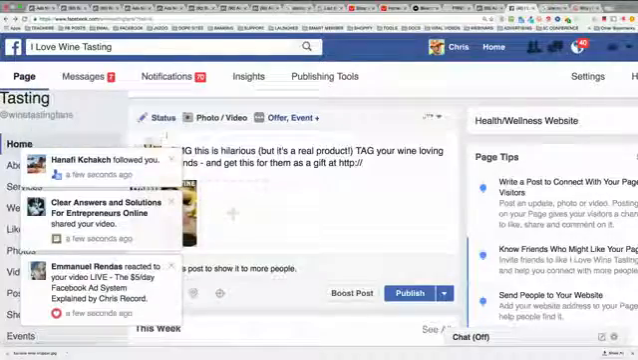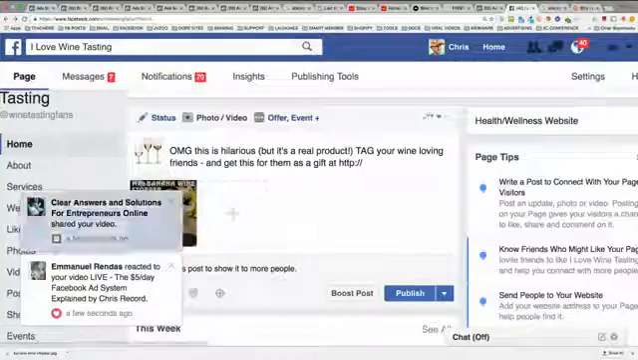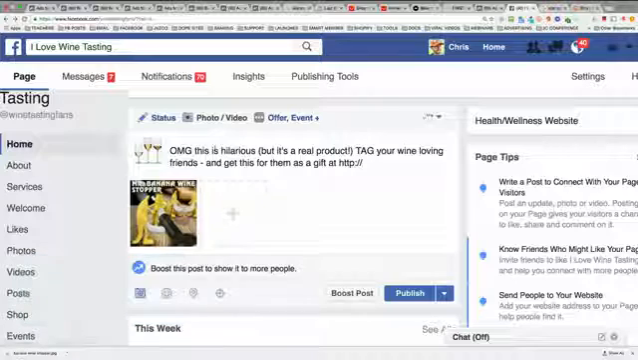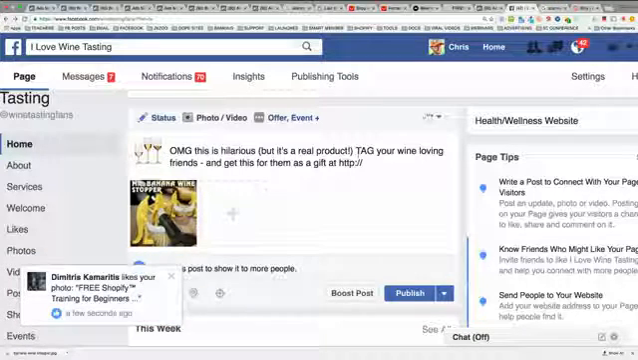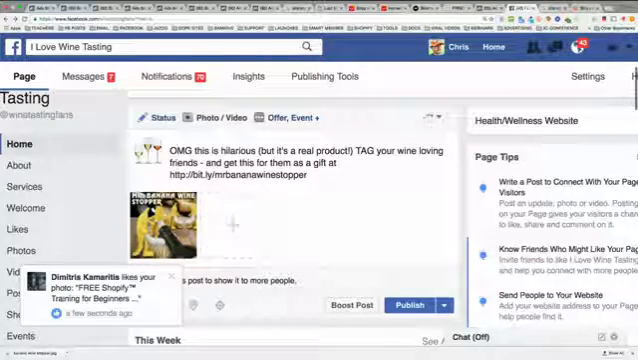Geez, these things are blowing up. Okay, stay. Oh my God, this is hilarious. But it's a real product. Tag your wine-loving friends and get this as a gift at bit.ly, Mr. Banana Wine Stopper.